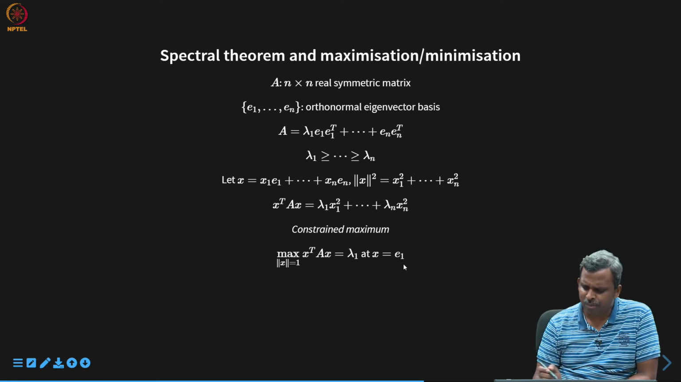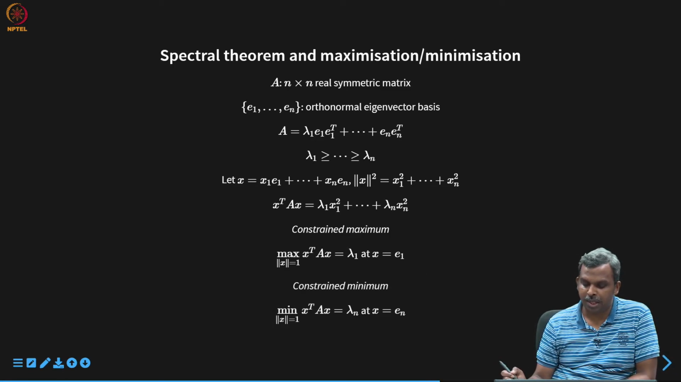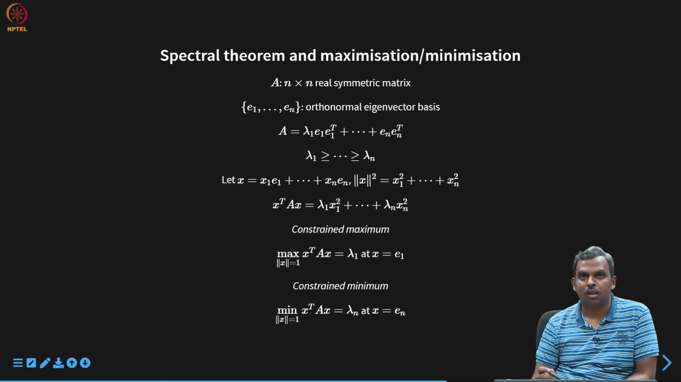Okay? The same thing can be very easily done for the constraint minimum, right? Supposing you want to minimize, what should you do? I want to make xn as large as possible, right? Anything else I do will only increase my quadratic form's value, right? Xn should be as large as possible, so you pick x equals en, so xn is 1, everything else is 0, and the minimum becomes lambda n.